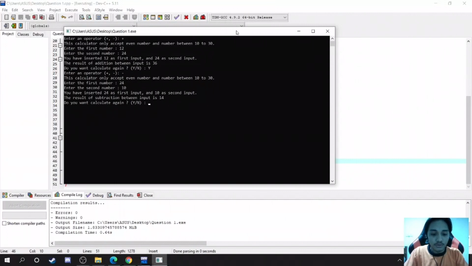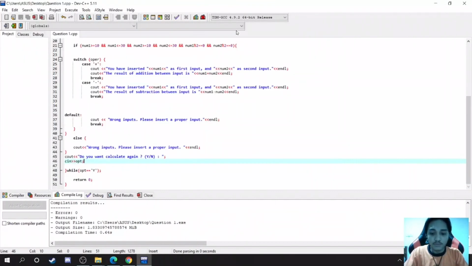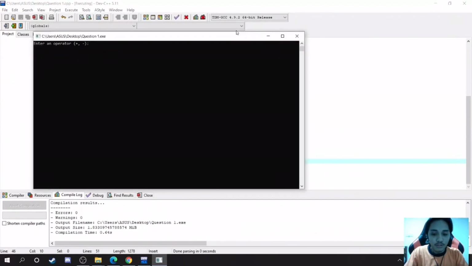So if you want to quit the program, just press N. Okay, so what about the wrong input? So we'll try the wrong input. First we'll put the multiply input, and then we'll enter an even number input between 10 to 30. So this is it.